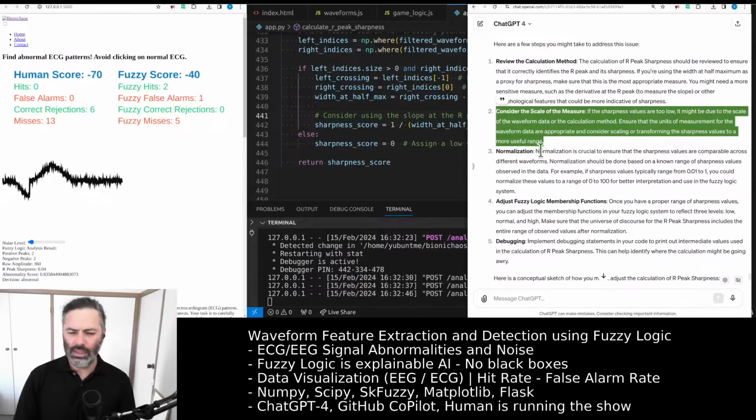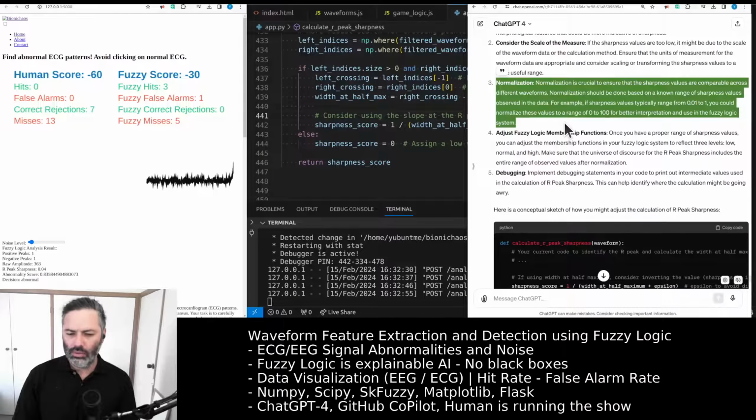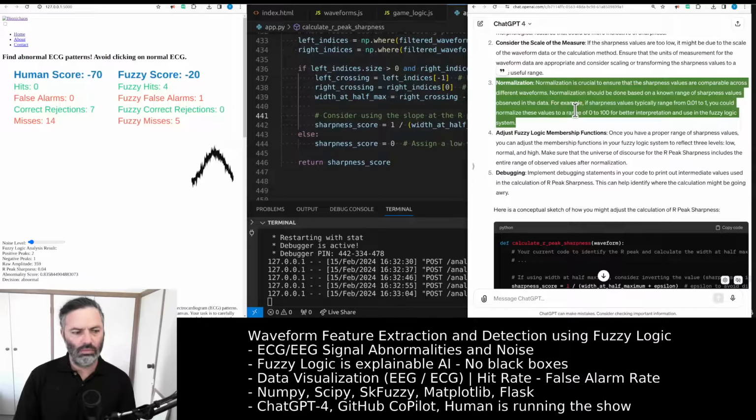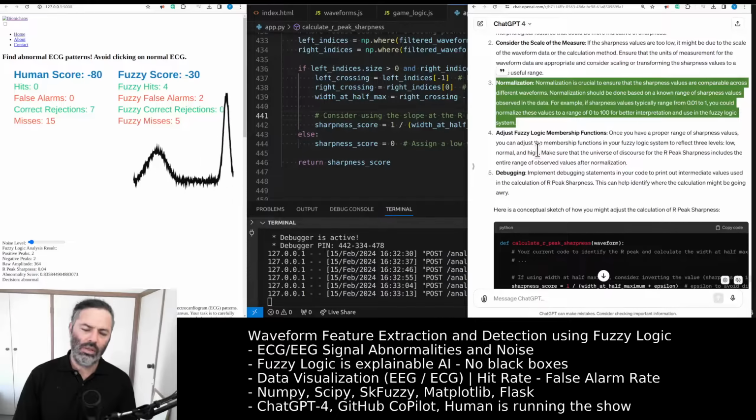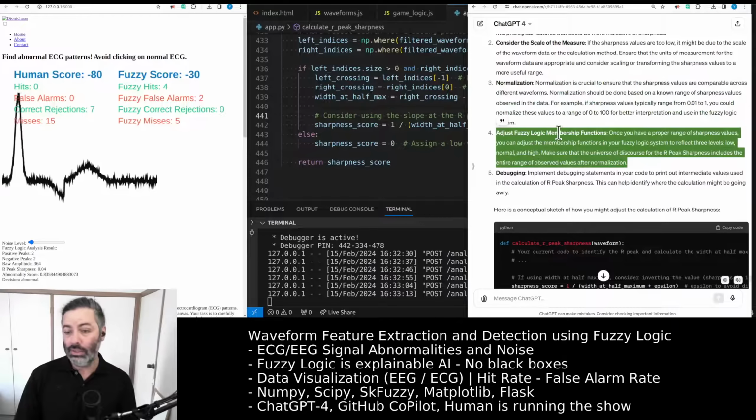Okay, if we're scaling, why do we need to transform? Normalization is crucial to ensure that the sharpness values are comparable across different waveforms. Normalization should be done based on a known range of sharpness values observed in the data. For example, if sharpness values typically range from 0.01 to 1, you can normalize these values to a range of 0 to 100 for better interpretation and use in the fuzzy logic system. Well, ideally we would not even need to normalize.